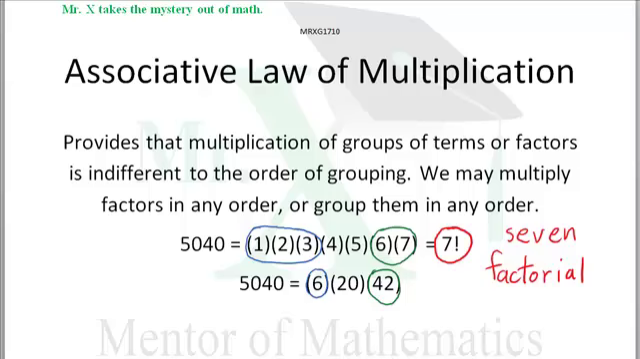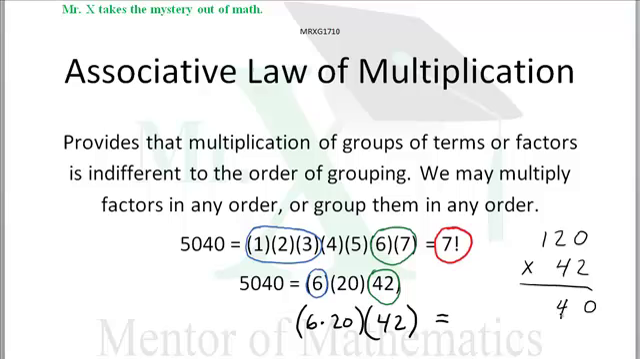How about 120 times 42? Not much to it, is there? You should probably think of another half dozen ways that you can multiply numbers together to get 5040. Just to get you going, here's one.